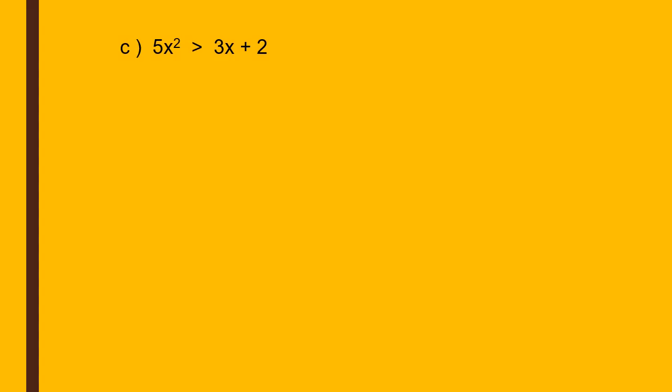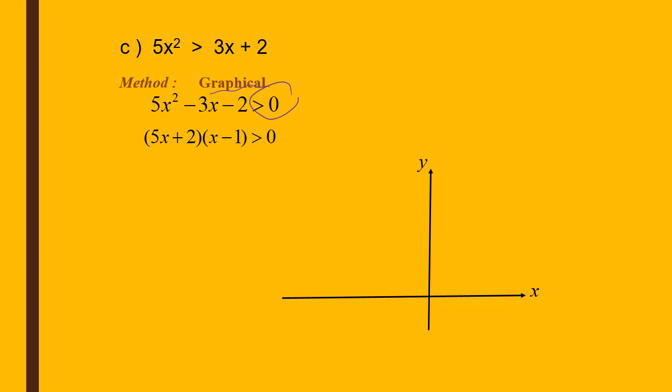Okay, so for question C, 5x squared more than 3x + 2 is not a rational, right? So it's a quadratic. What we should do for a quadratic, the first step is to make sure the right side is 0. So for this quadratic, we can use the graphical method. That is this one. So 5x squared minus 3x minus 2, more than 0. So we have 0 on the right side. The next step is to factorize 5x squared minus 3x minus 2. What we should get is (5x + 2) multiplied with (x - 1) more than 0.